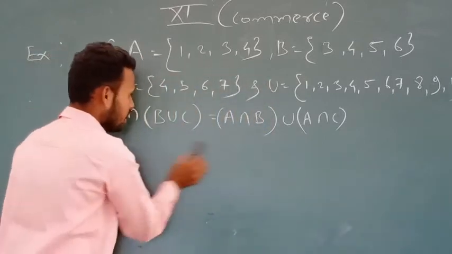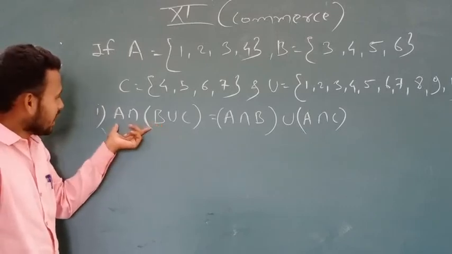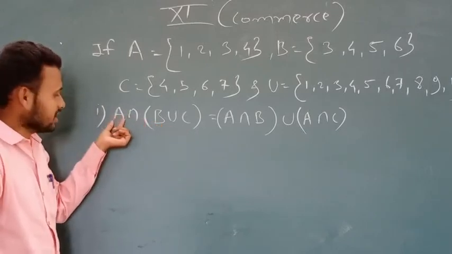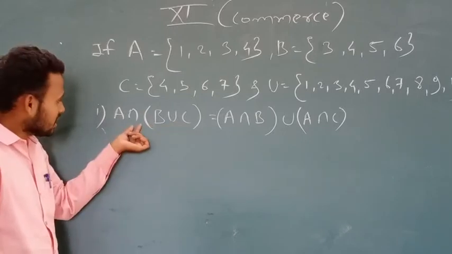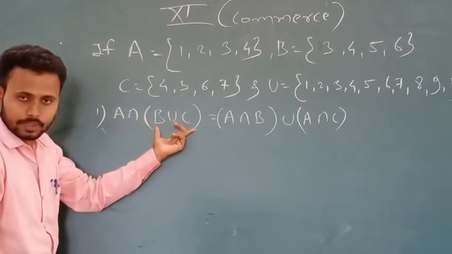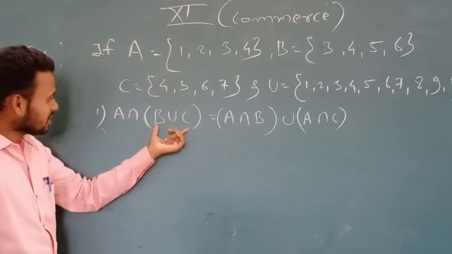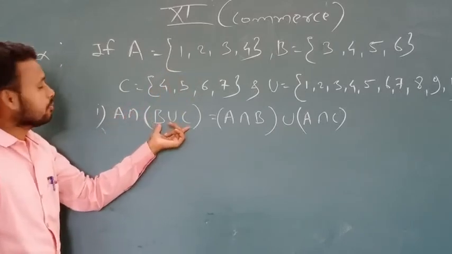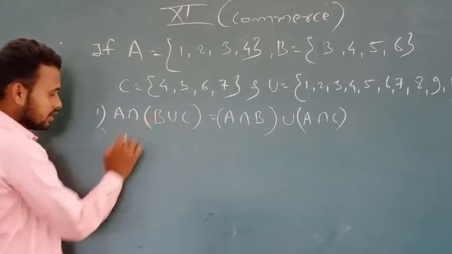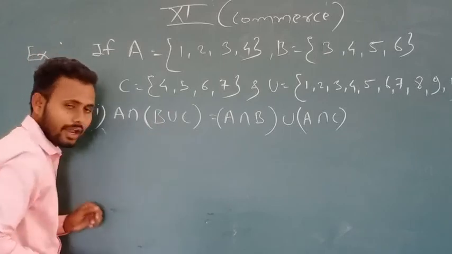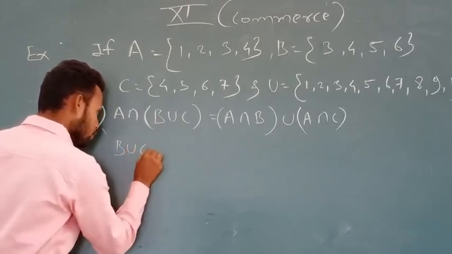Now in the first property, first we will find the value of A intersection (B union C), that is, the intersection between the set A and B union C. Now set A we already have. We want to find the value of B union C. First we will find B union C. Therefore, in the solution, first we will find the value of B union C.